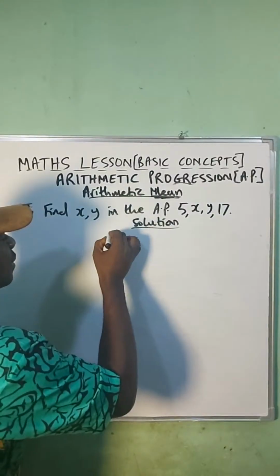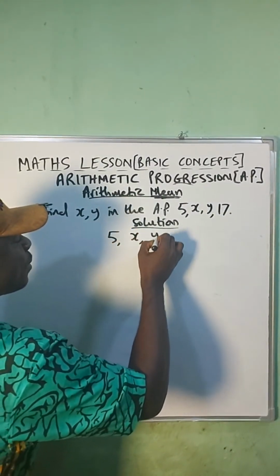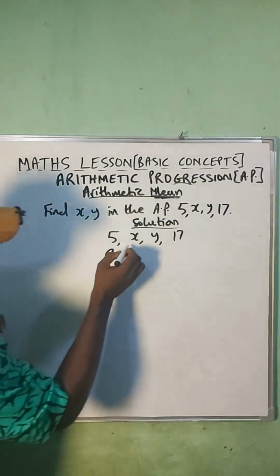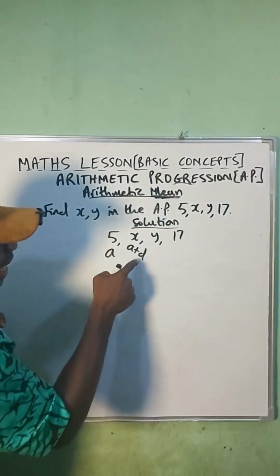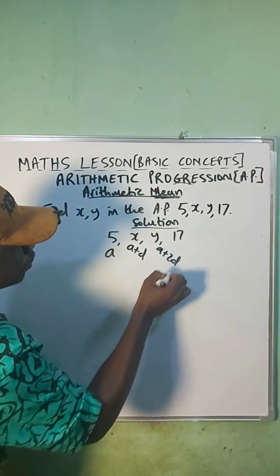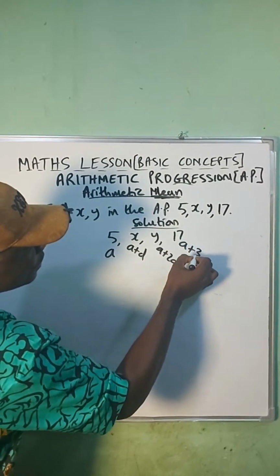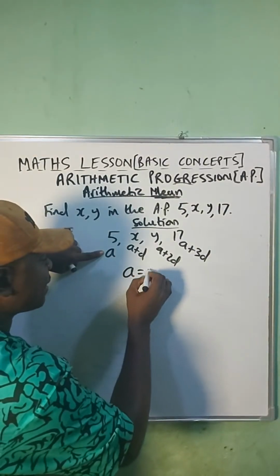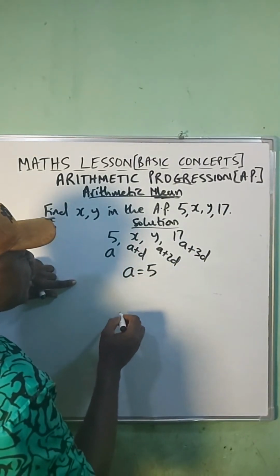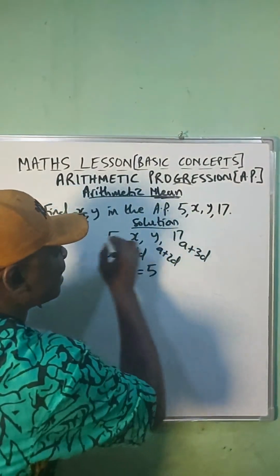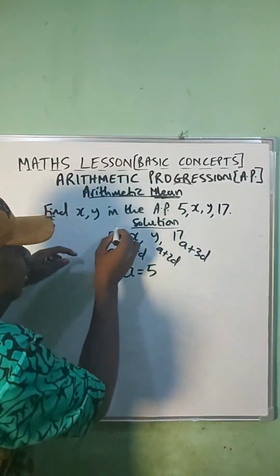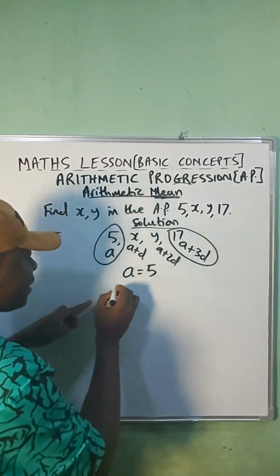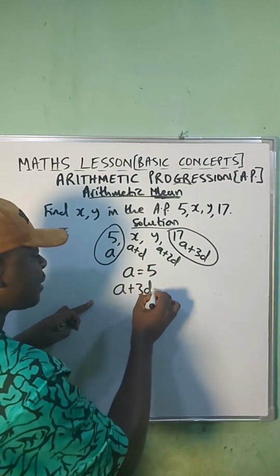We take this as 5, x, y, 17. This is my first term, a. Then this one will be a plus d, I add another d. This will be a plus 2d, plus d again, a plus 3d. Very simple. So from here, the first term a is 5. I'm taking this one because I know it already. I don't know these two, so I'll leave them and deal only with what I know. a is 5. Then a plus 3d is equal to 17.